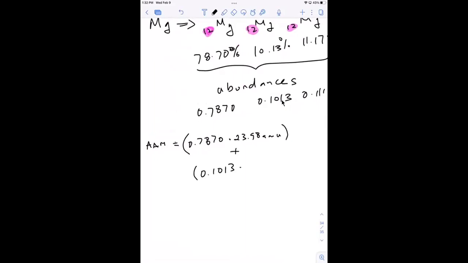0.1013 times magnesium-25, which is 24.99 AMU, plus 0.117 times 25.98 AMU.